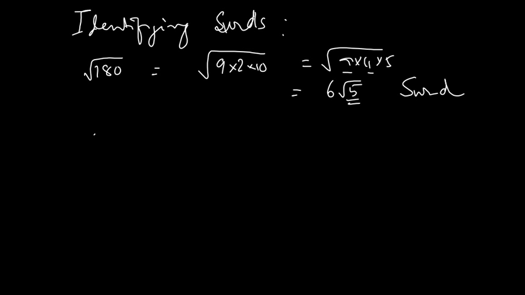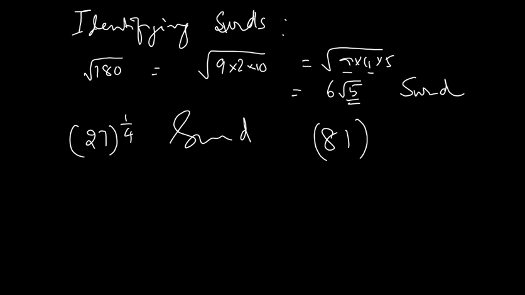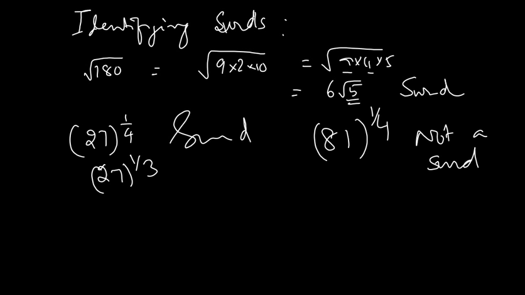Second question is 27 to the power of 1 by 4. Definitely, right? You don't have a perfect fourth root for 27. So it's a surd. On the other hand, if I have 81 to the power 1 by 4, not a surd. Yeah, 27 to the power 1 by 3, not a surd. Okay, so the next is fifth root of 128, surd. Third root of 64. Yeah, not a surd. Yes, good.